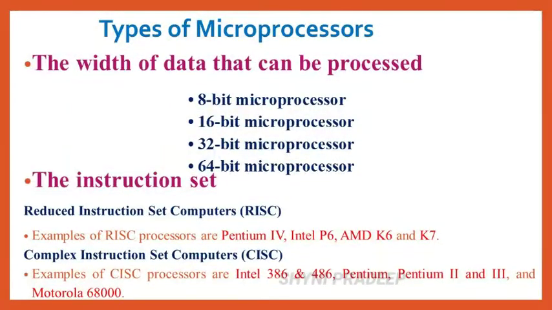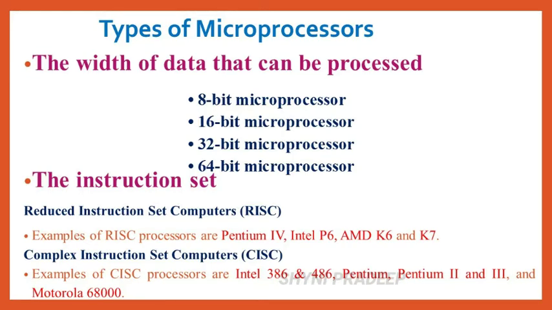The microprocessors can be classified based on the following criteria. There are 2 criteria available. What are they? The width of data that can be processed and the instruction set. So based on these 2 criteria, the microprocessors can be classified. First let us see classification of microprocessors based on the data width. Based on the width of data, the microprocessors are classified into 4 types. What are they? 8-bit microprocessor, 16-bit microprocessor, 32-bit microprocessor, 64-bit microprocessor.